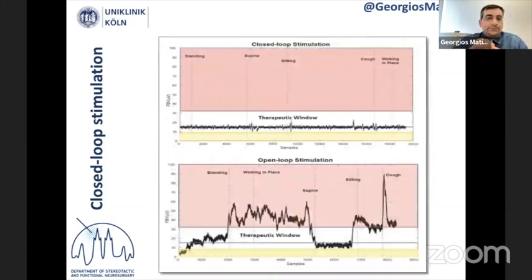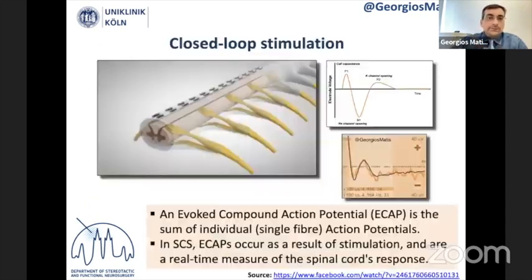Why is this important? In the classical open loop systems, the lower part of the picture, we can see that the stimulation, the black line, is not always within the therapeutic window. It is important what the patient is doing. If the patient is standing or sitting or is supine, then the stimulation is different, meaning that the patient can get a hyperstimulation or a hypostimulation. With the closed loop system, you see that the stimulation, the black line, stays almost always within this therapeutic window. And what the patient is actually doing, if he's standing or sitting or doing something else, it's not important.